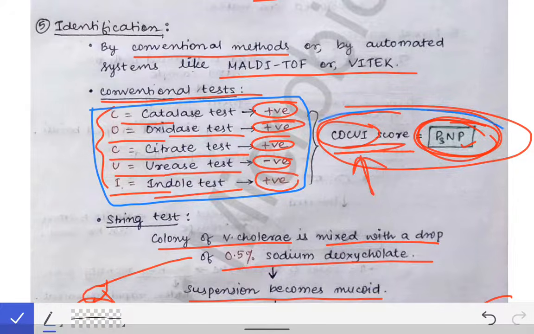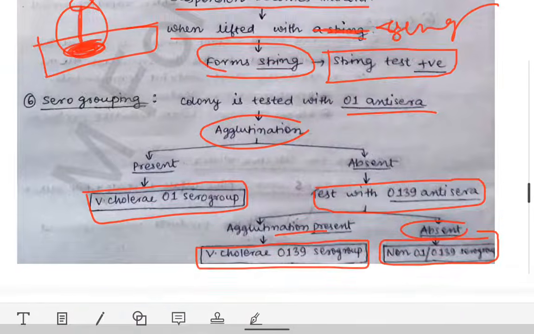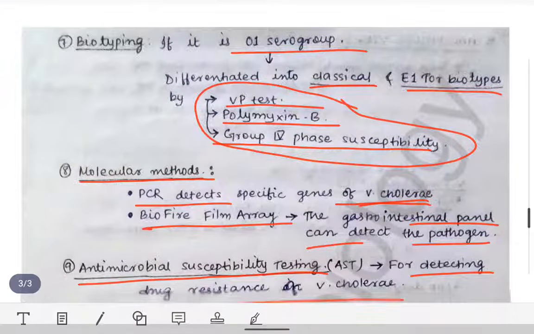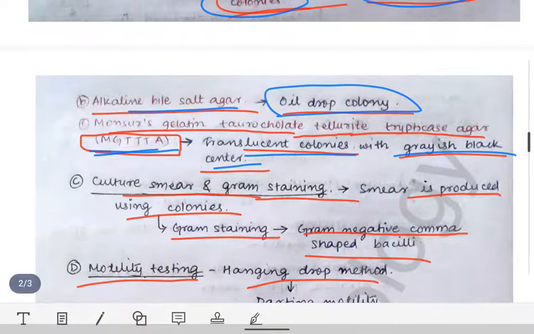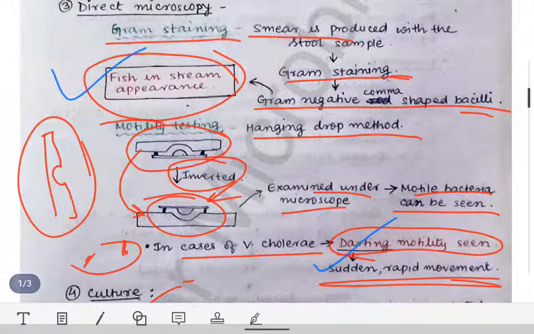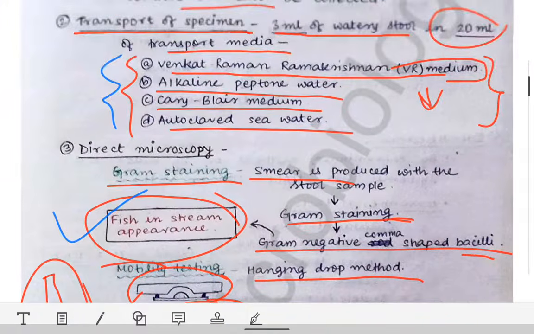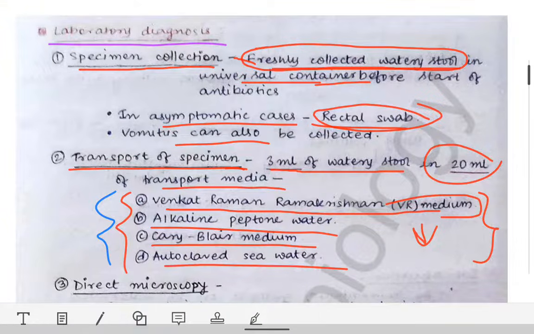You can remember simply by the Kokui score of Vibrio cholerae, that is P3 and P. So this is all about the lab diagnosis of cholera. Next we will see some short notes in the topic of cholera, which are important from the exam point of view, and then the cholera topic will come to an end.